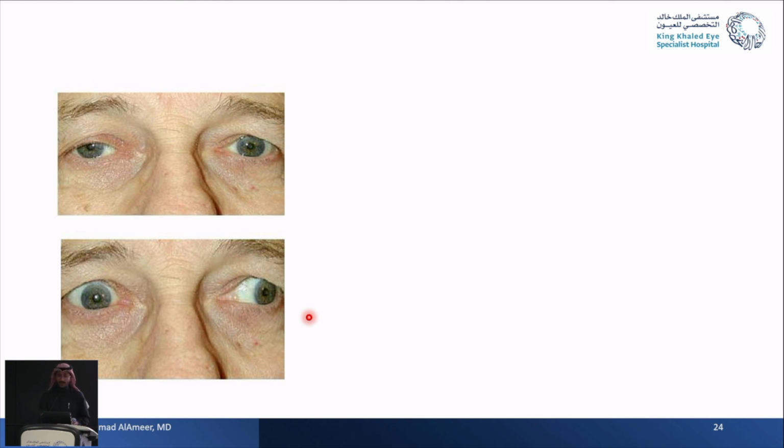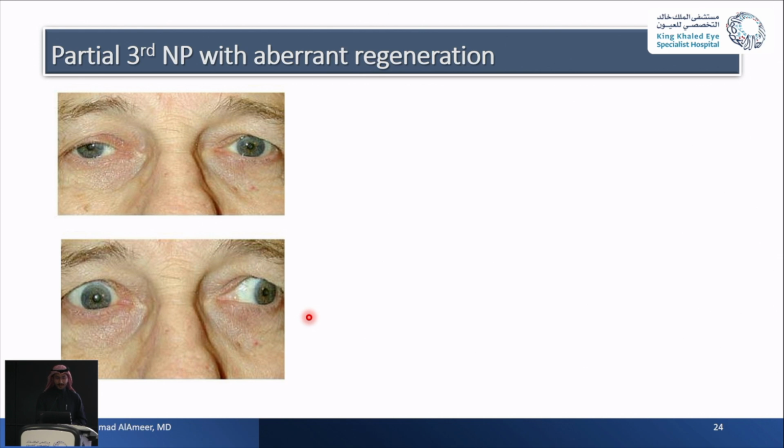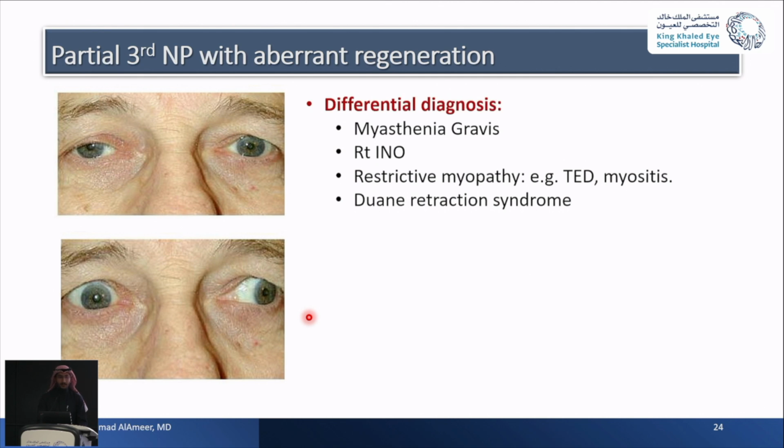What if I tell you the patient had history of third nerve palsy? Aberrant regeneration, exactly. So this is a partial third nerve palsy with aberrant regeneration. Could this be ischemic? No. So it's from compression, either tumor or aneurysm, or from trauma. So the differential, you all said it right: myasthenia, restrictive myopathy from thyroid or myositis, Duane retraction syndrome if it's congenital, or internuclear ophthalmoplegia.